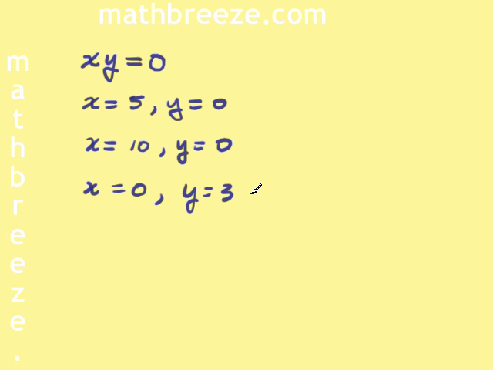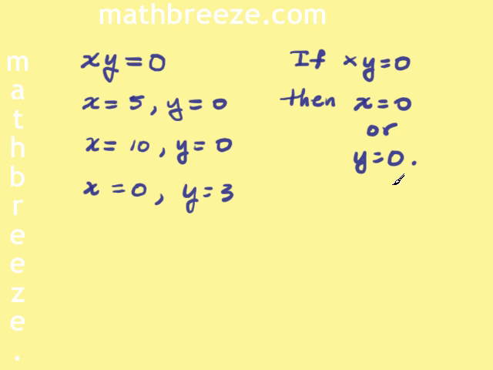Now, you might realize that we always have one of the numbers equal to 0. So we can say as a general rule, if the product of two numbers is 0, then one of them must be 0. All right? Sometimes we call that the zero product rule. If xy equals 0, then x is 0 or y is 0. So this is called the zero product rule.